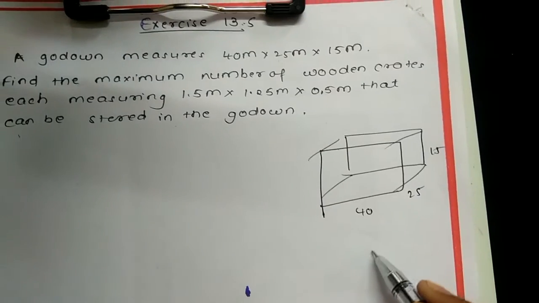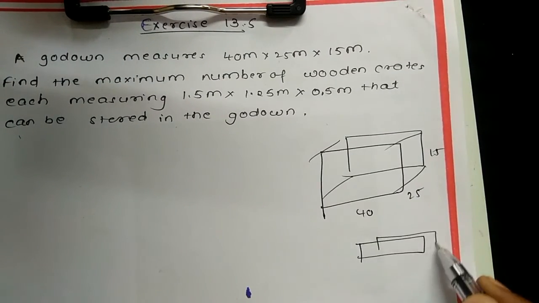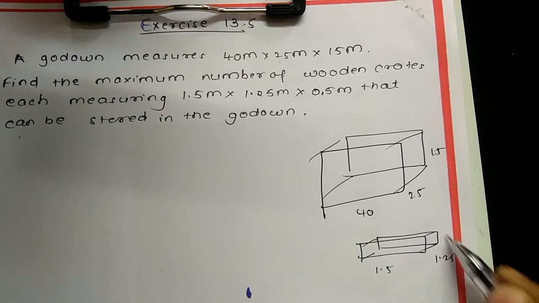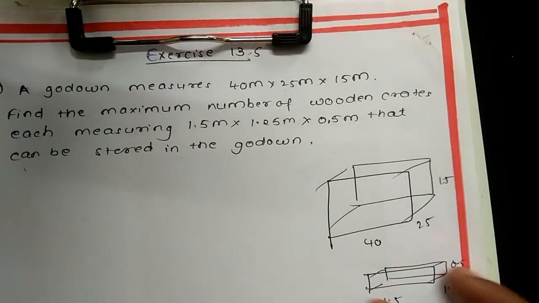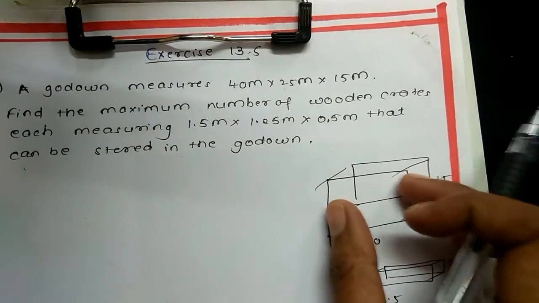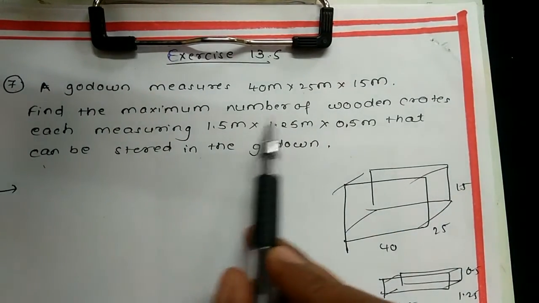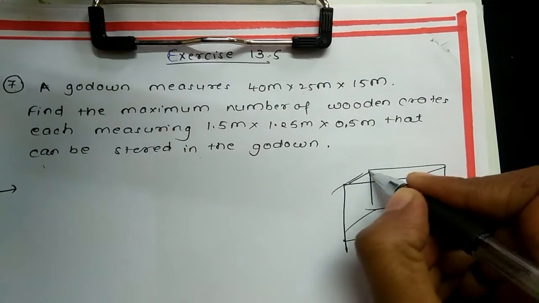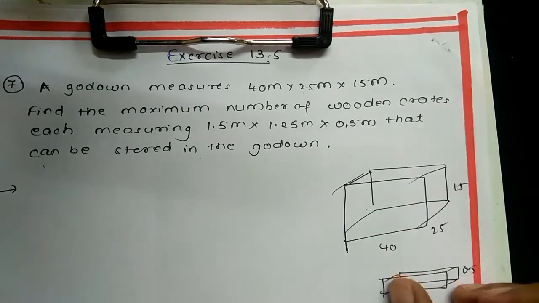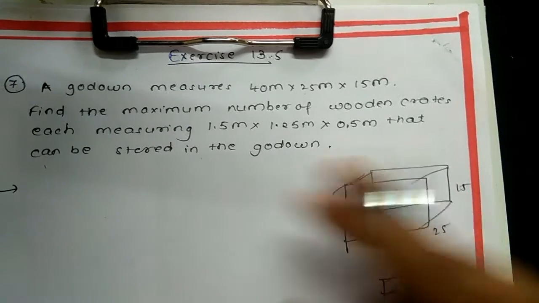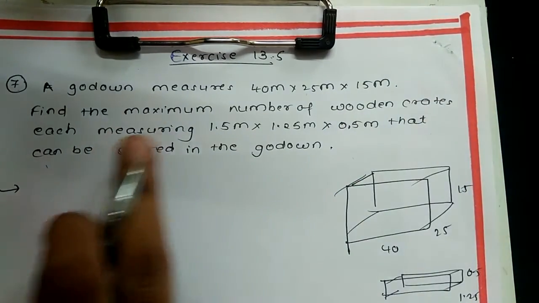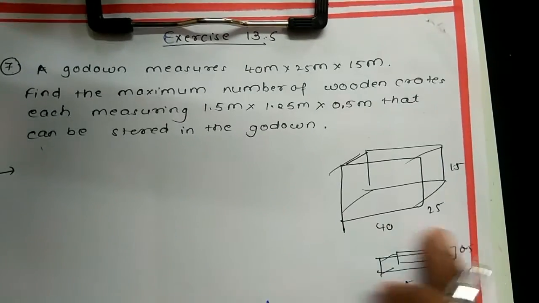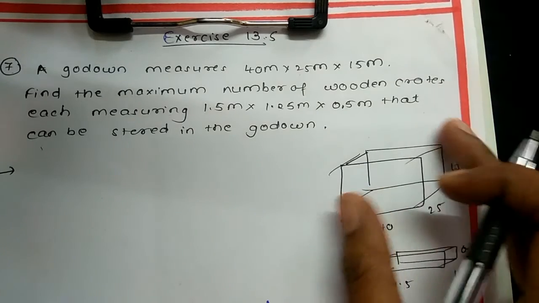And then the wooden crates, those are of the measurements 1.5, 1.25 and 0.5 height, that you have to store in this godown. So you have to find out the maximum number of wooden crates. This godown we have to fill with wooden crates. We have to find the maximum number of wooden crates, each measuring this much, that can be stored in the godown. It means how many wooden crates can be stored in this godown.